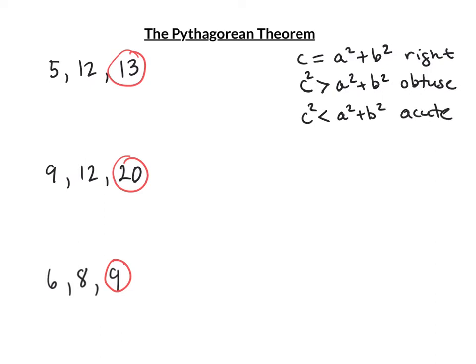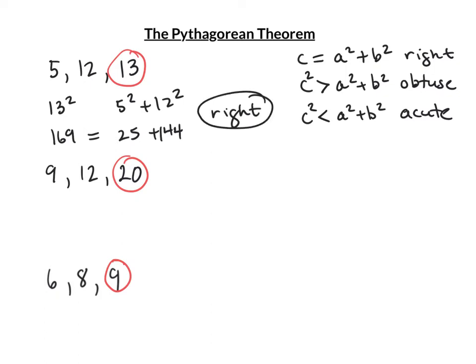So let's start off with our first one then. We're going to compare c, the biggest side, 13 squared, to 5 squared plus 12 squared. Well, this is 169, and this is 25 plus 144. Now, 25 plus 144 is 169, so these are equal. So I know that this one is right then.